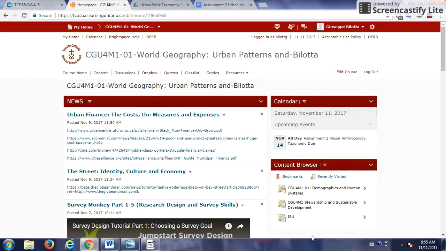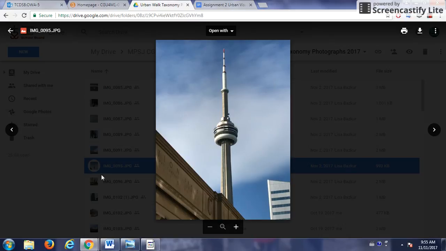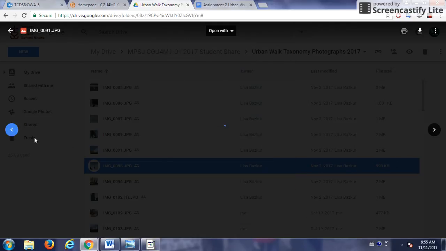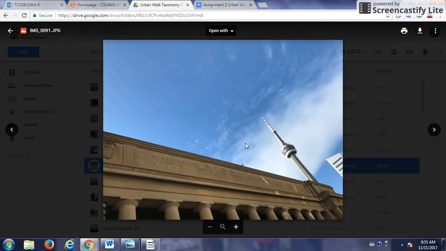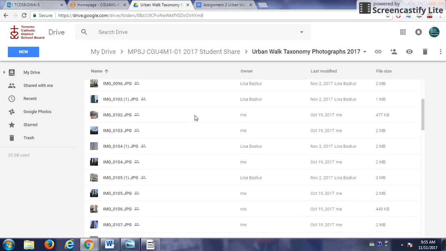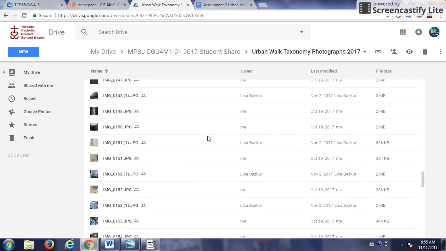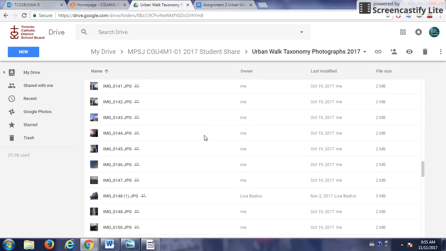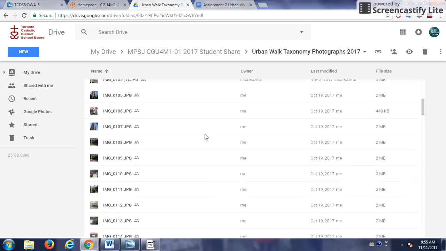As I said in class previously, the expectations are merely selecting 10 photos from the Google Drive folder, which you all have access to. One of them that I'm looking at right now is a cross section of Union Station and the CN Tower. Regardless, it's your choice of photos to choose from. In essence, the photos have been submitted by Lisa Clark, myself, and a number of other students who've contributed to the folder. And I know many of you took photos on the day of the trip.